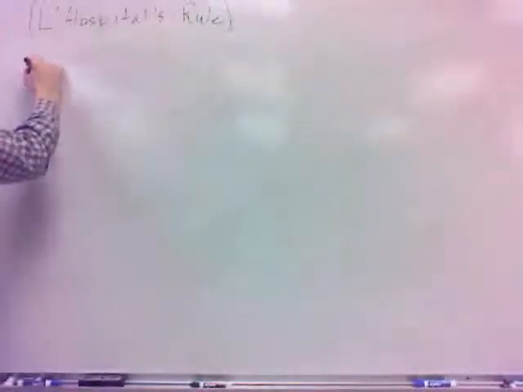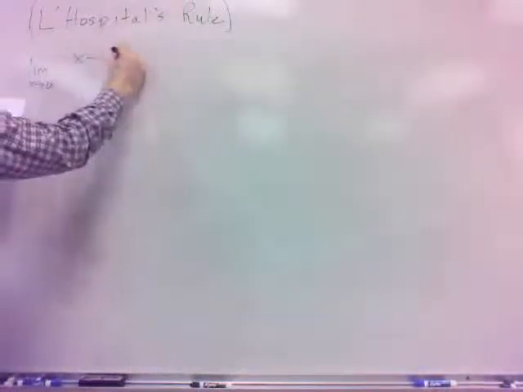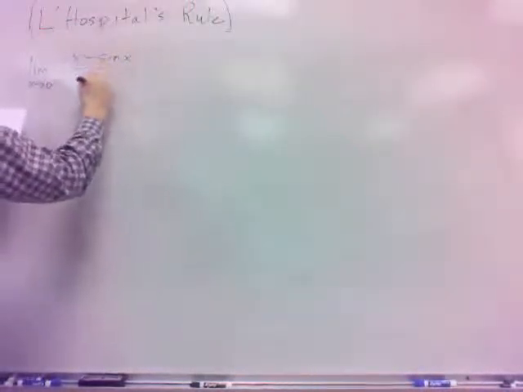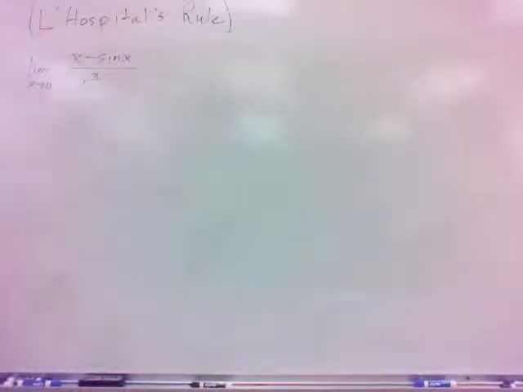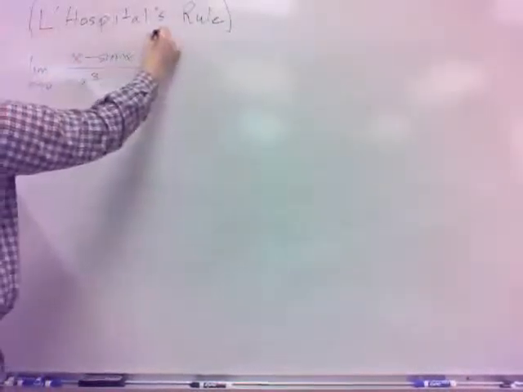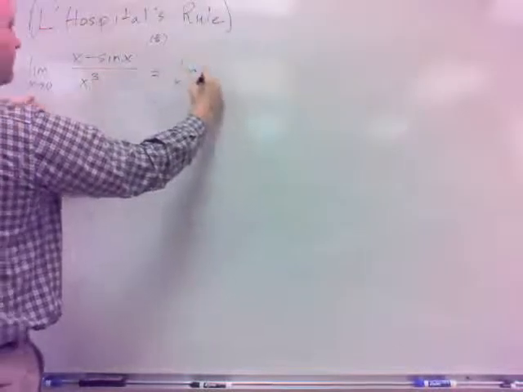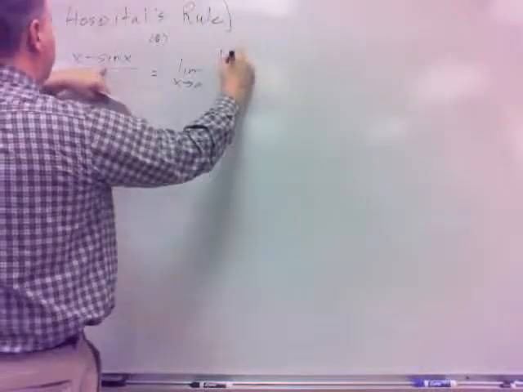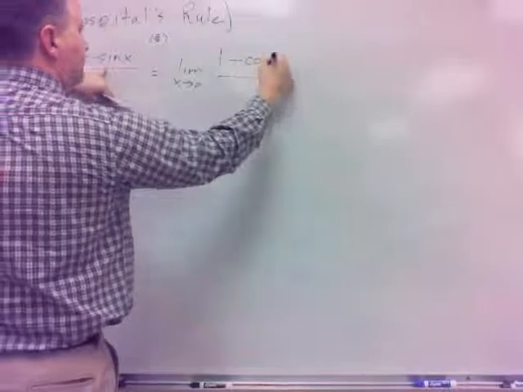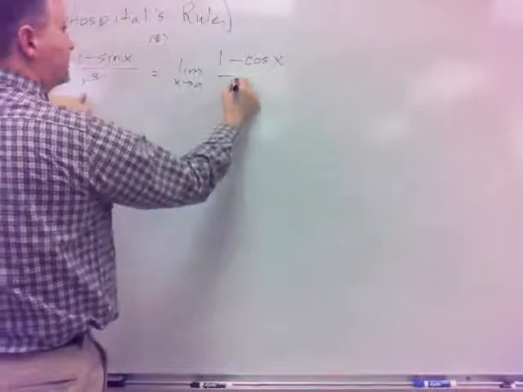All right, what about the limit as x approaches 0 of x minus sine of x over x cubed? Can I L'Hopital it? That's 0 over 0. So let's do the derivative. L'Hopital says I can take the derivative of the top, which would be 1 minus cosine x. Looks a lot like the previous one, but the bottom is 3x squared.